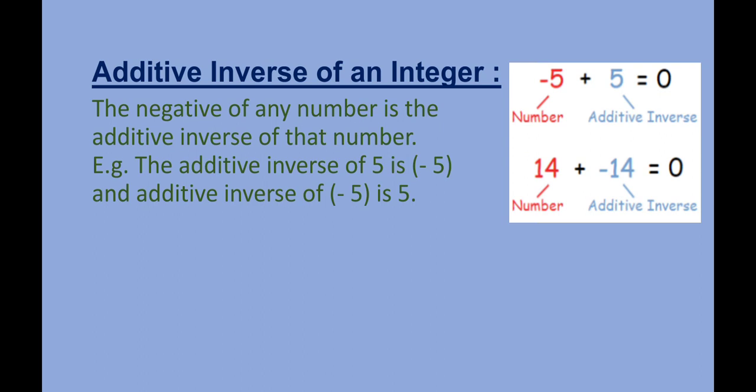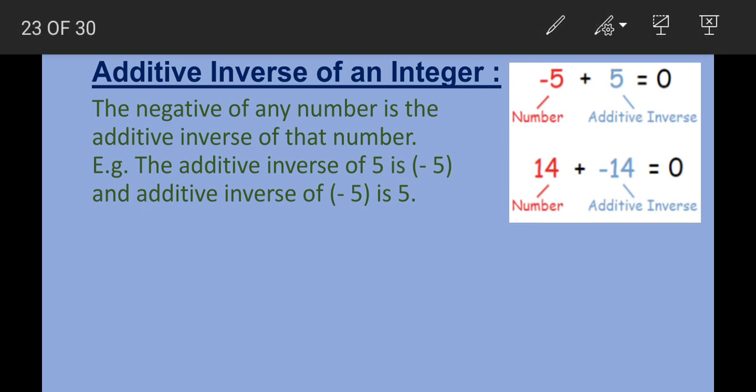While you are finding the additive inverse, you just have to change the sign. If it is positive, you have to convert that to negative. If it is negative, you have to convert that to positive, but the number remains the same. One more thing: here the first number is minus 5 and the additive inverse of that is plus 5. If we add these two, we get 0.